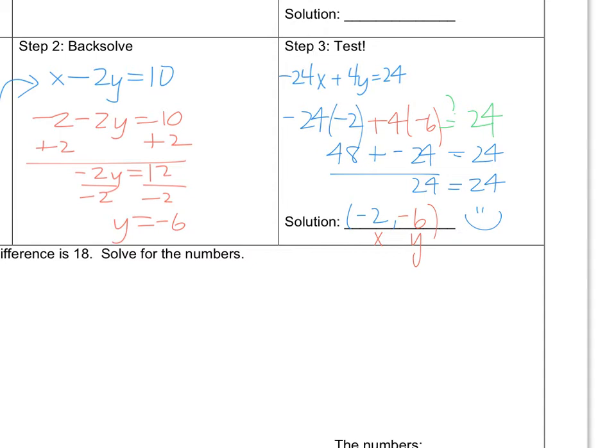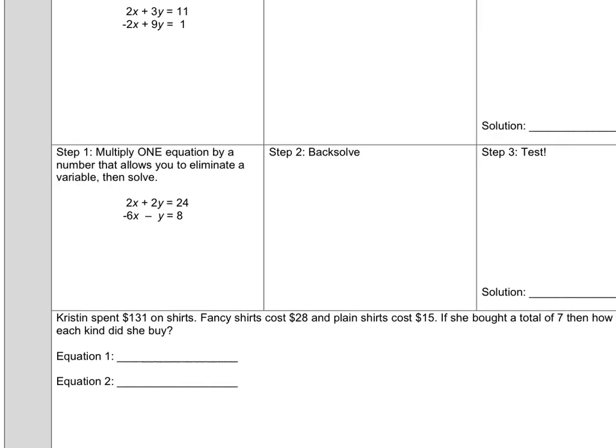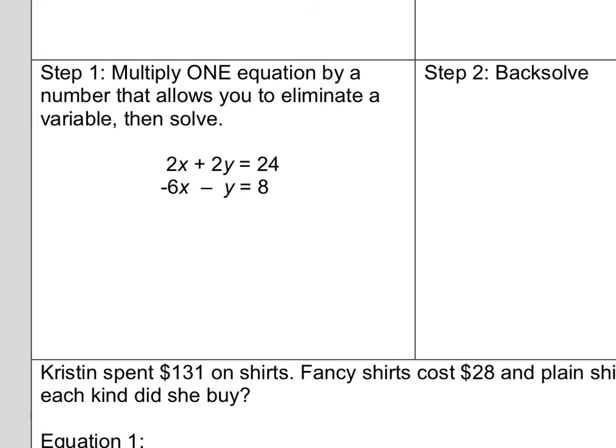So if you look at the opposite side and you look at the second row, you should see our final example for systems. If you'd like to try it on your own, go ahead and try it and then check in with me in this video to make sure you've done it correctly. Otherwise, go ahead and keep watching. Here's the final system for today's notes. 2x plus 2y equals 24, negative 6x minus 1y equals 8.